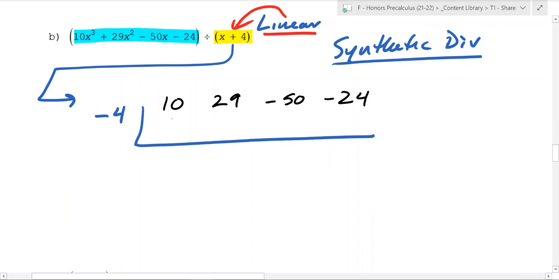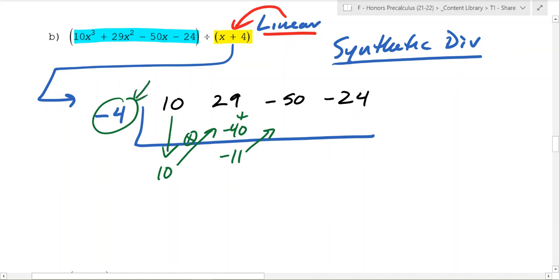The first thing you do is you drop down the first number and you write it there, it's 10. And now you multiply by that number, so it's going to be negative 40. And then you add. When you add these two things together, you're going to get negative 11. And now you just do the same thing again. You multiply by this number again, so you get 44. Add these together, you're going to get negative 6. Now you multiply again, and you're going to get 24. Add them together, and you get 0. Oh, it came out to be 0.